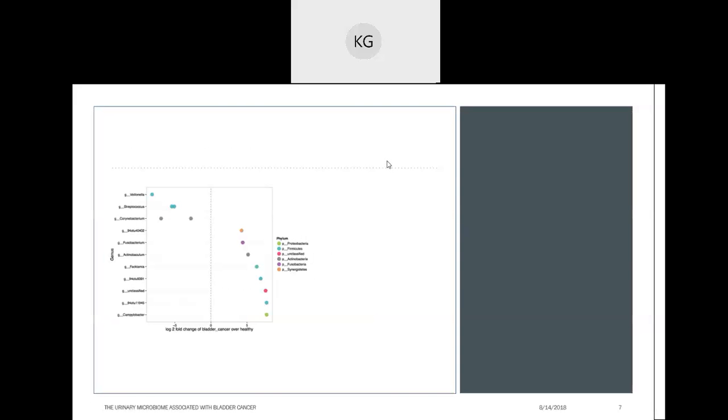This graph is basically showing what I previously stated, the changes in the elevation of certain OTUs compared between the control group and the experimental group.